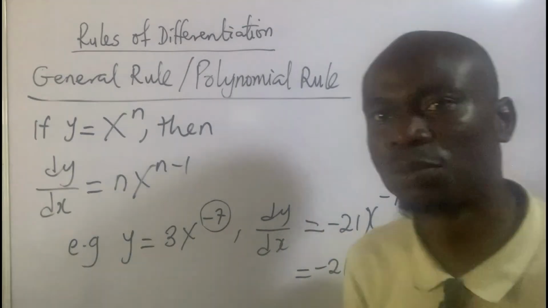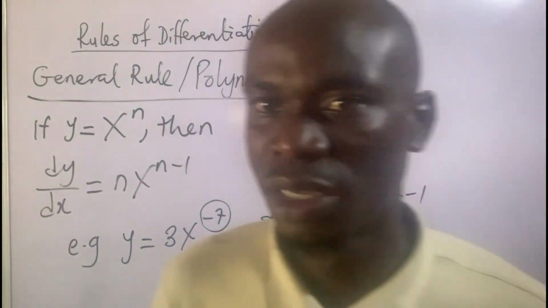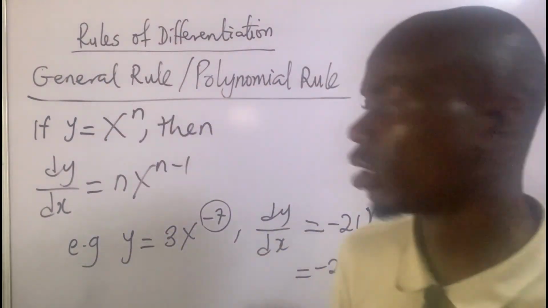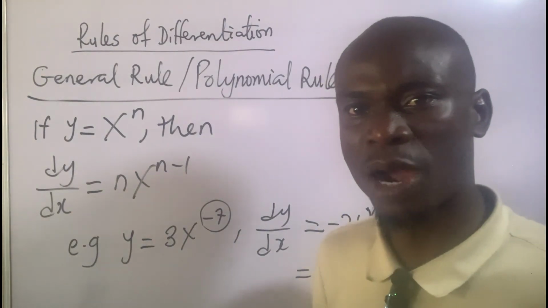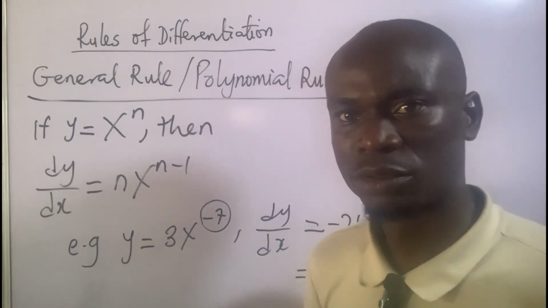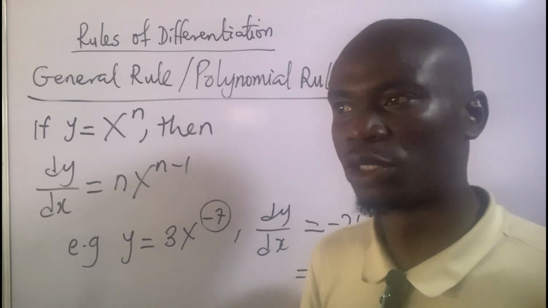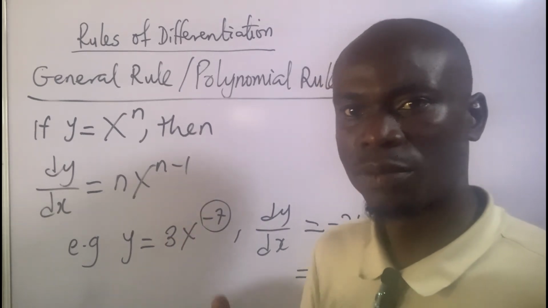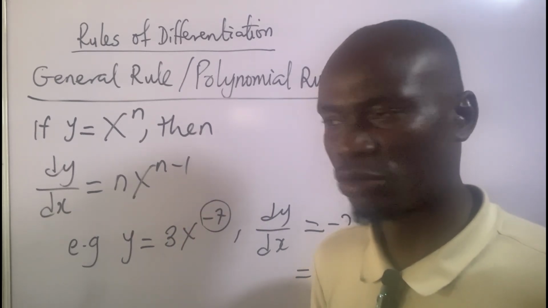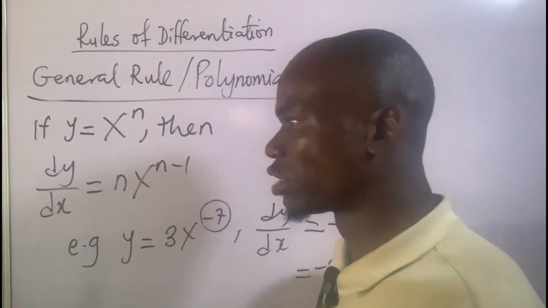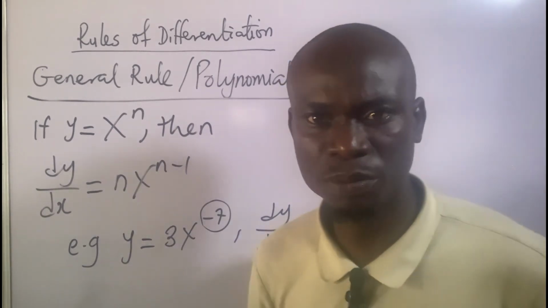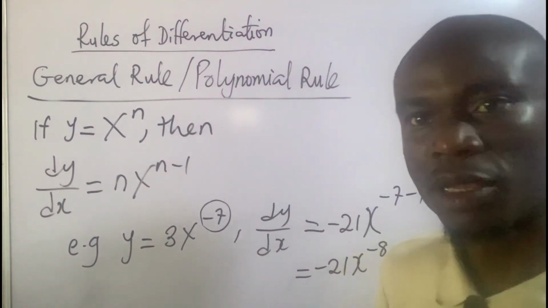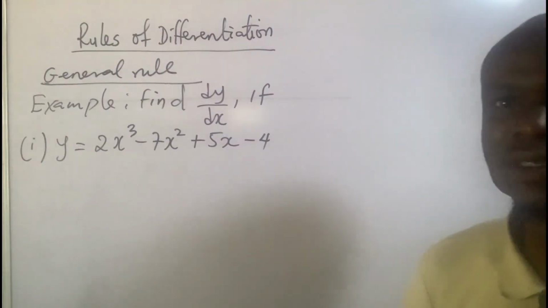So this is what the polynomial rule says. It says whenever you are given a polynomial, multiply by the original power and reduce the power by 1. So every time you differentiate a polynomial, the power reduces by 1. Okay, I hope that's taken. So let's look at some more practical examples for this. So this is a more practical example.